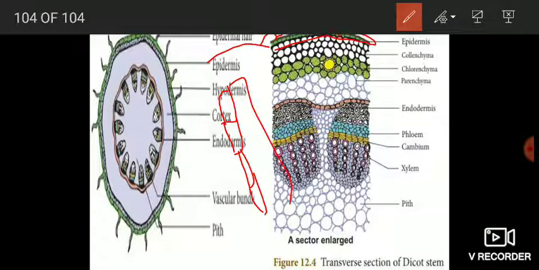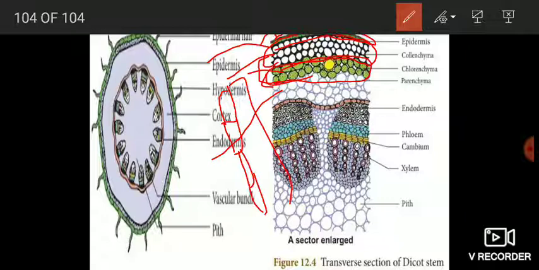Then inner to epidermis we have this collenchymatous hypodermis. Then one more region of hypodermis is chlorenchyma. These cells are chlorenchymatous, they possess chloroplasts. And inner to this collenchyma there is the general cortex. The individual cells of cortex are thin-walled, rounded, and they possess conspicuous intercellular spaces between them.